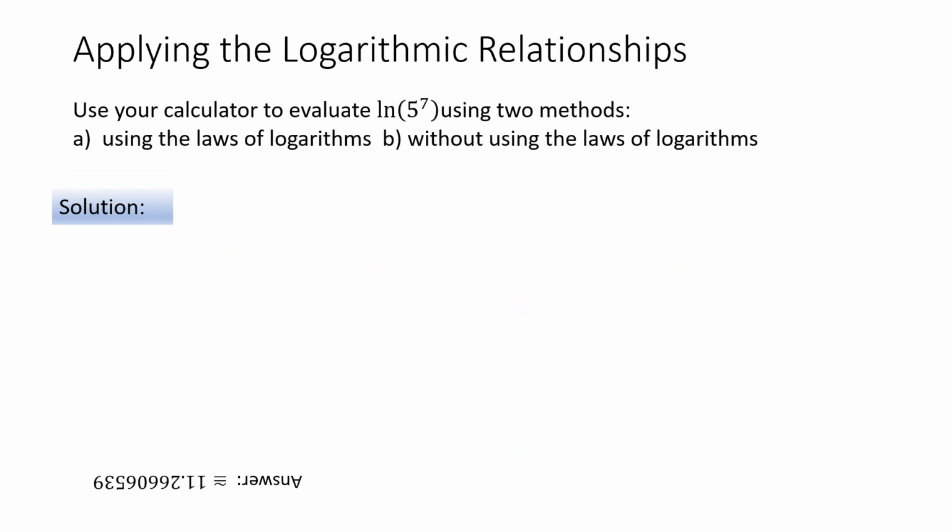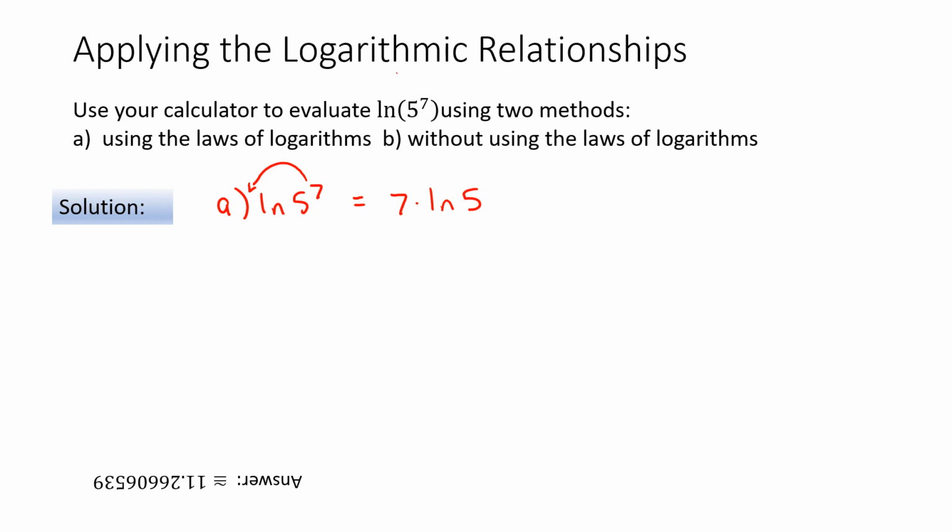Okay, our last example is, I want to show you, if you have something like this with an exponent. So we're going to use our calculator to evaluate the ln of 5 to the exponent 7, again using the laws of logarithms and without it. So for A, we have the ln of 5 to the exponent 7. Now remember, if there's an exponent in here, you can move it behind the ln and multiply it by it. So this is the same as writing the exponent, which is 7, multiplied by the ln of what is remaining in there, which is just the 5.